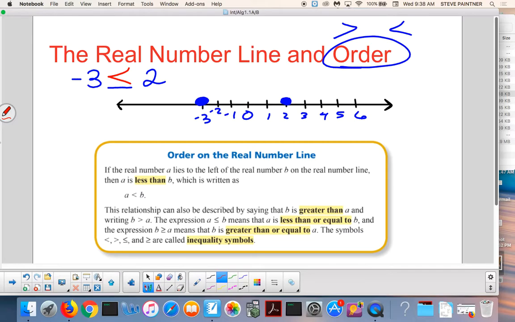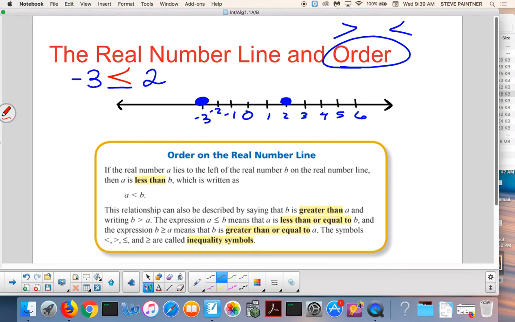Because it's what? A negative number is always smaller than a positive number. Okay, that's good. But look at the number line. Where did negative 3 fall compared to 2? On the left or on the right? The smaller number falls where? On the left. The bigger number falls where? On the right. That's true all the time.